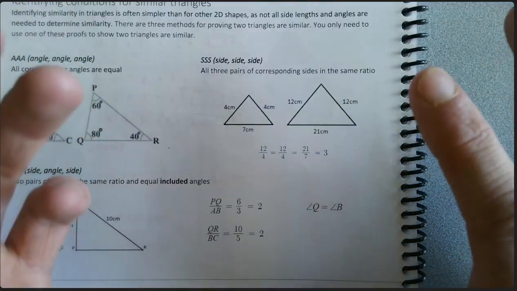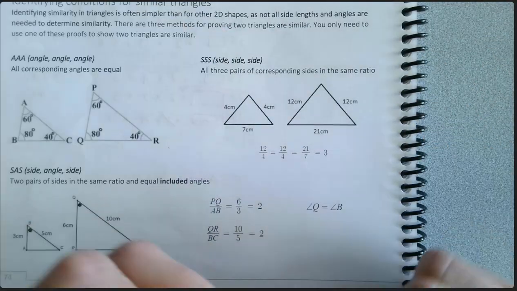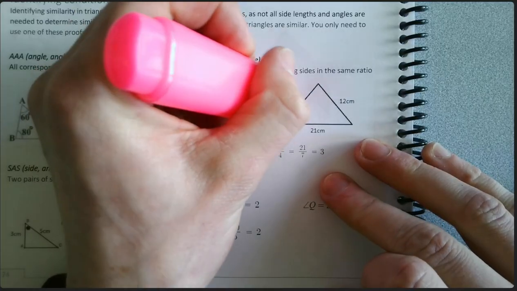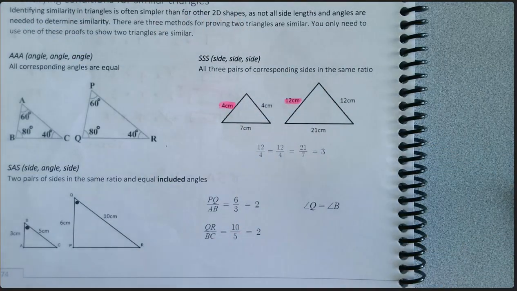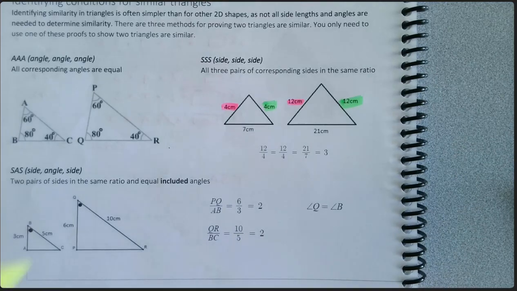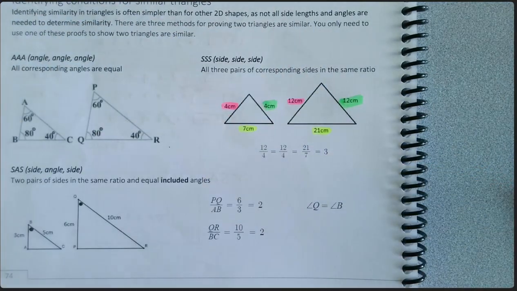Now, once again, we need to be really careful, right? If I'm just going to line up, these are facing the right way. That 4 centimeters lines up with that 12, and that 7 lines up with that 21, right? So I could go through and do this.